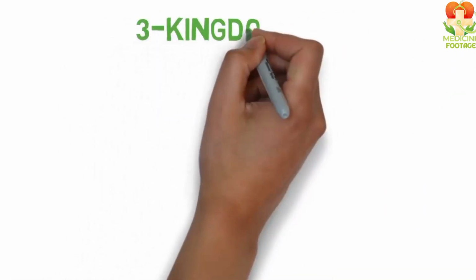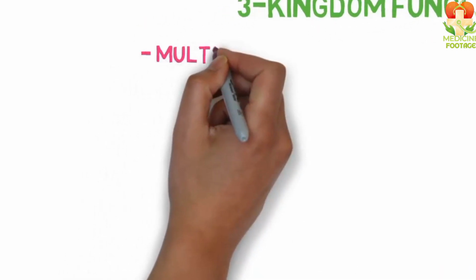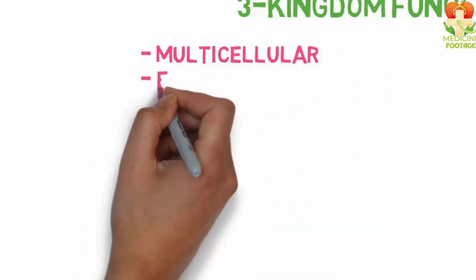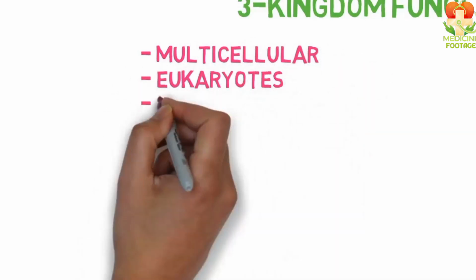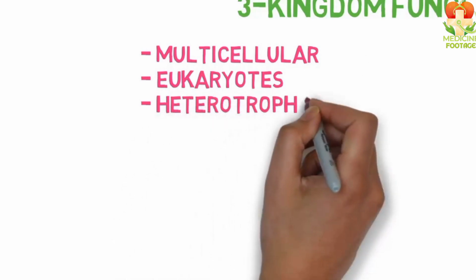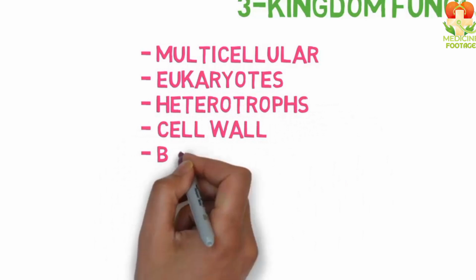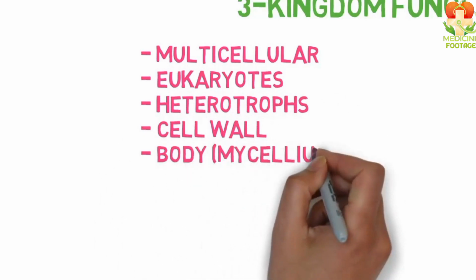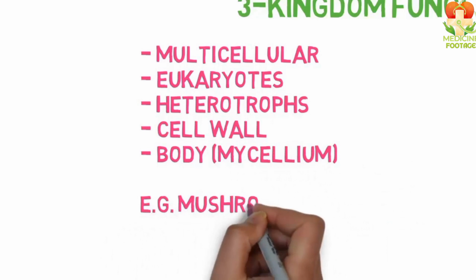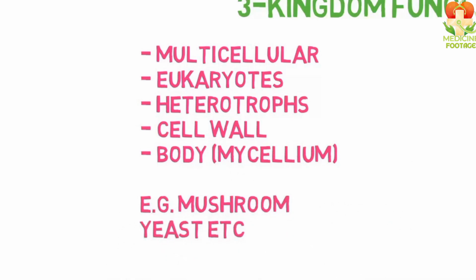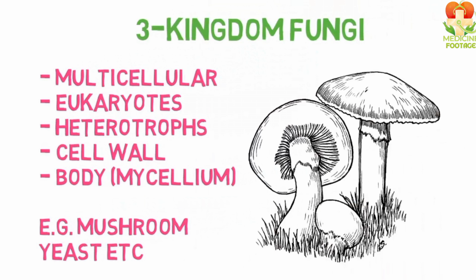Next, we move to the third kingdom, fungi. The kingdom fungi is a kingdom where multicellular organisms are found. Eukaryotes are also included in this kingdom. They are heterotrophs and their outer structure is composed of a cell wall. Their body structure is called mycelium. Examples include mushrooms and yeast.